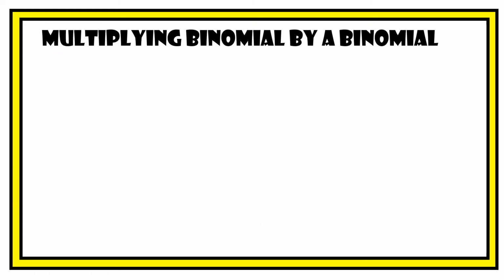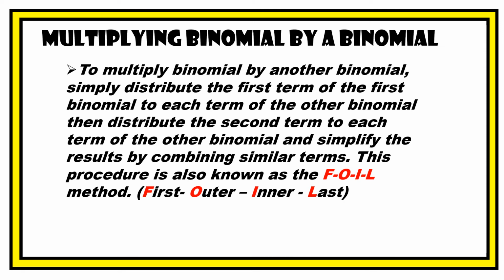Multiplying a binomial by a binomial. To multiply a binomial by another binomial, simply distribute the first term of the first binomial to each term of the other binomial, then distribute the second term to each term of the other binomial, then simplify the results by combining similar terms. This procedure is also known as the FOIL method: first, outer, inner, last.